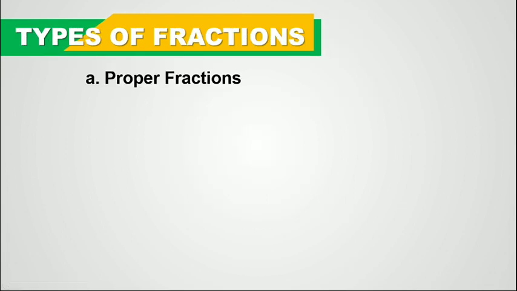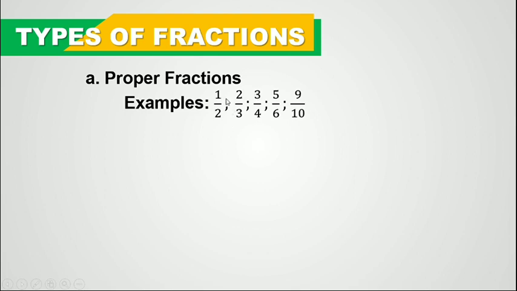So first we have proper fractions. When we talk about proper fractions, these are fractions whose numerators are lesser than the denominators. Examples are 1/2, 2/3, 3/4, 5/6, and 9 over 10. Again, they are proper fractions because their numerators are lesser than the denominators. So if the numerator is smaller than the denominator, it is called a proper fraction.